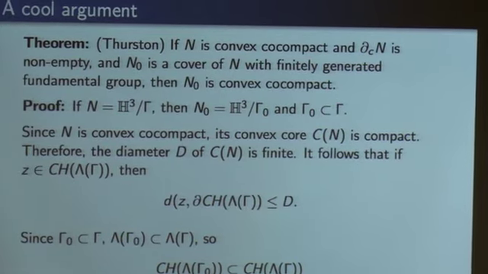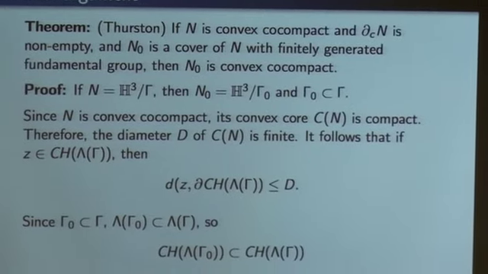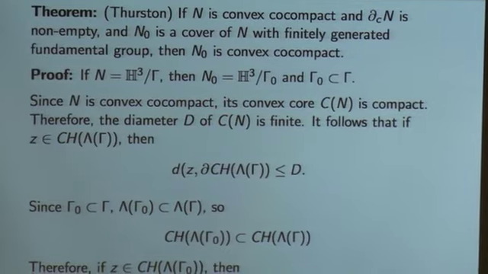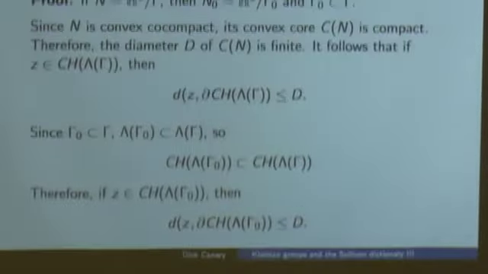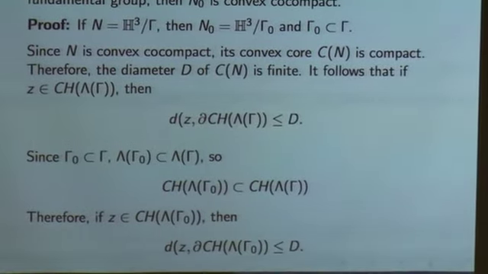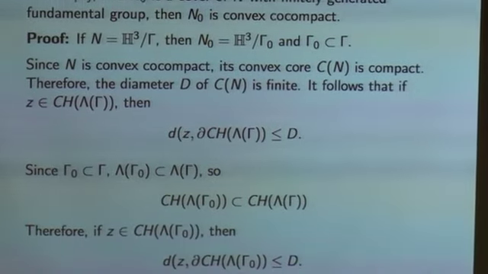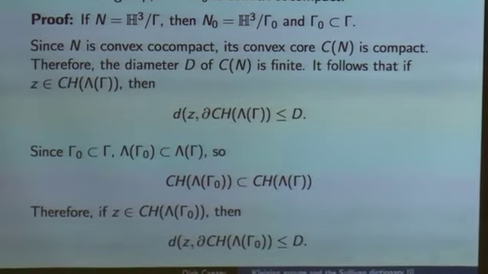So if you have a cover, then you have a finitely generated subgroup, gamma naught. Now, since your manifold is convex co-compact, its convex core is compact, so it has finite diameter, d. So every point is within d of the boundary. Lift that up to the universal cover. Well, the cover of the convex core is just the convex hull of the limit set. Every point of the convex hull of the limit set is within d of the boundary.